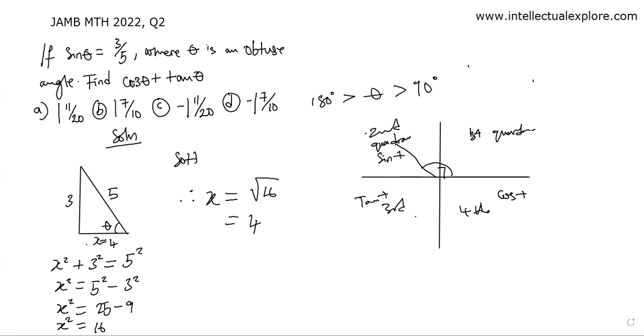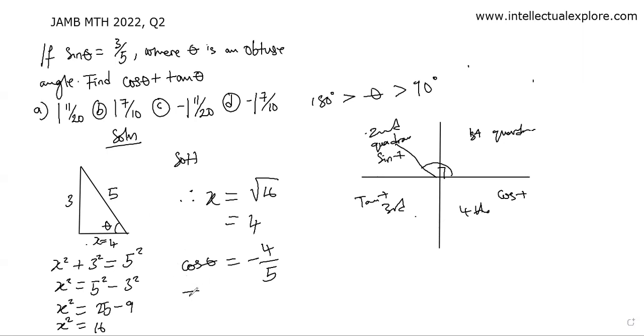So in that case, cos theta, and remember, cos is adjacent over hypotenuse, will be adjacent, that's 4, over hypotenuse, 5. Adjacent over hypotenuse, 4 over 5. But since they told us it is an obtuse angle, which happens to be in the second quadrant, that means cos in the second quadrant is negative. It's only sine that is positive in the second quadrant. So this is minus.